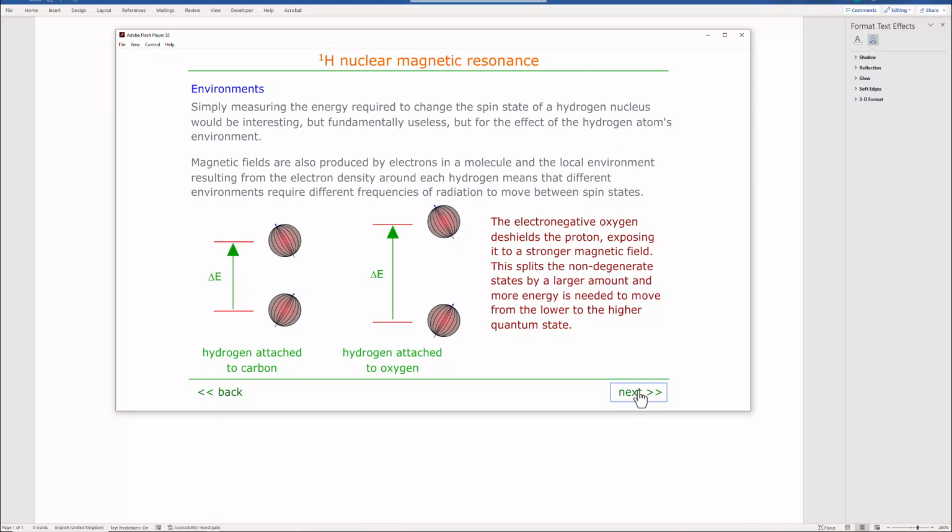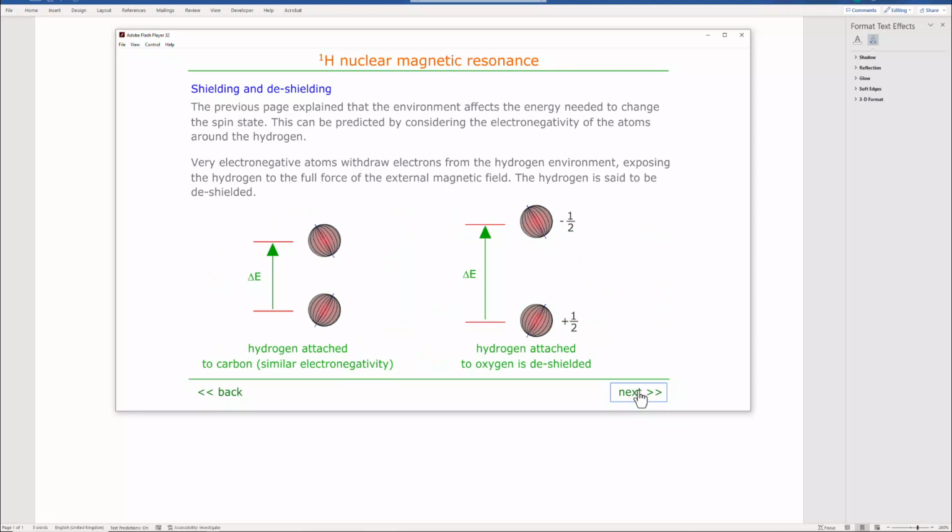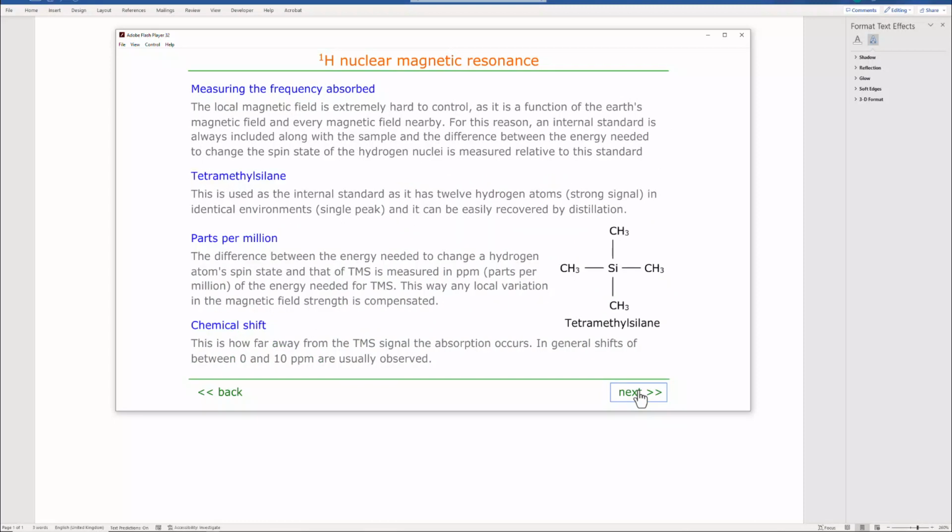So by examining the energy absorbed in nuclear magnetic resonance, it gives us an idea of the chemical environment that all the hydrogen protons are in. And this allows us to deduce quite a few things about the structure. Now, I'm going to move on a little bit faster.